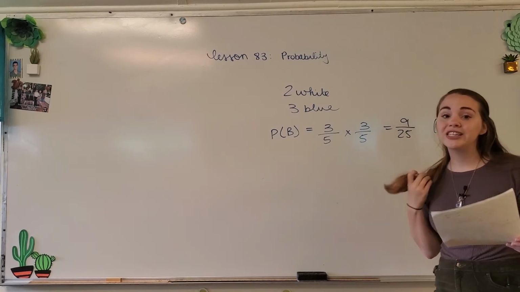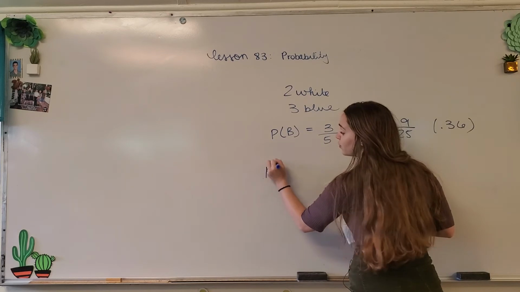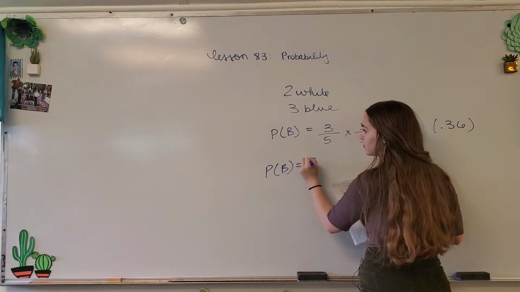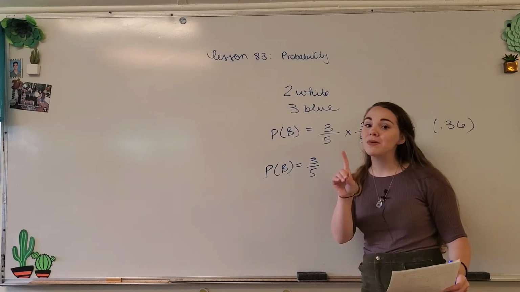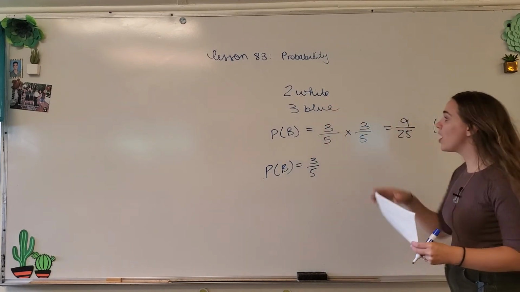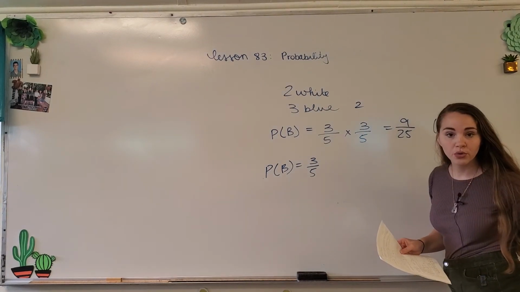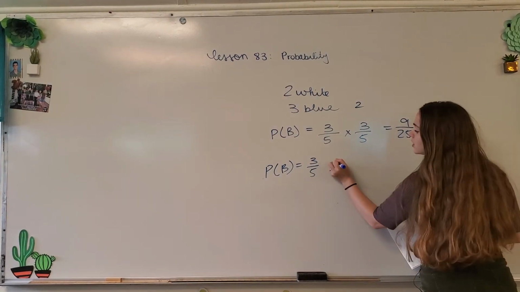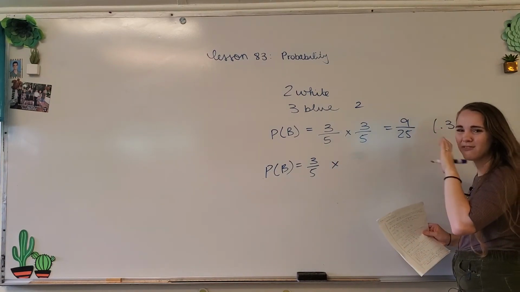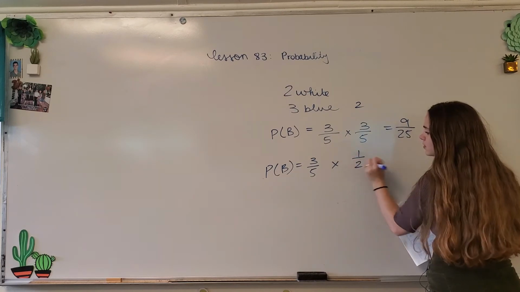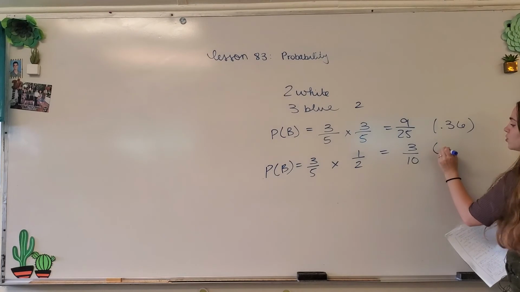Now, what are my chances of picking 2 blue if it's not replaced? Well, the first time, it's 3/5 because they're all in there. But now there's 1 missing. So if there's 1 blue missing, now there's only 2 blue, and there's only 4 total, right? Because one of them's missing. So 2 blue over 4 total is actually 1/2, so I'm just going to put 1/2. And you end up with 3/10, which is 0.30.